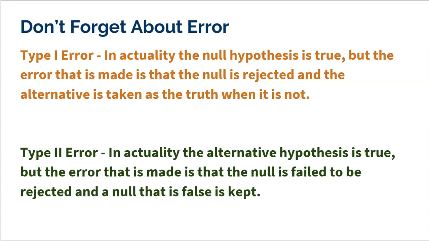A type 1 error is when, in actuality, the null hypothesis is true, but the error that is made is that the null is rejected and the alternative is taken as the truth when it is not. So the alternative is not true, but the error is we think it is. Remember, the null is really what's true. A type 2 error is when, in actuality, the alternative hypothesis is true, but the error that is made is that the null is failed to be rejected and a null that is false is kept.